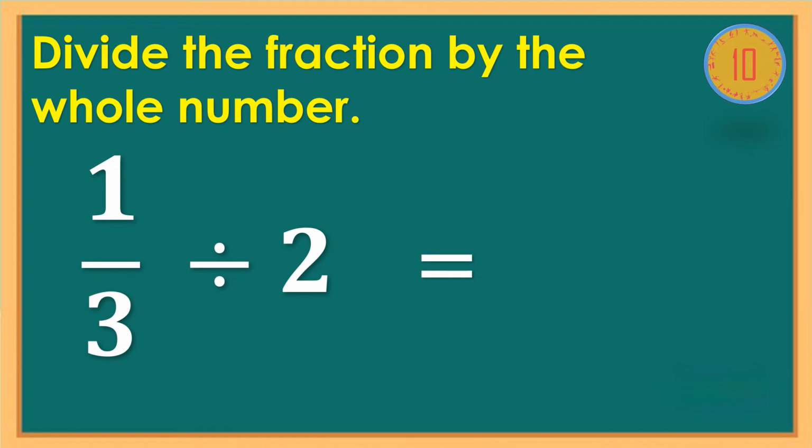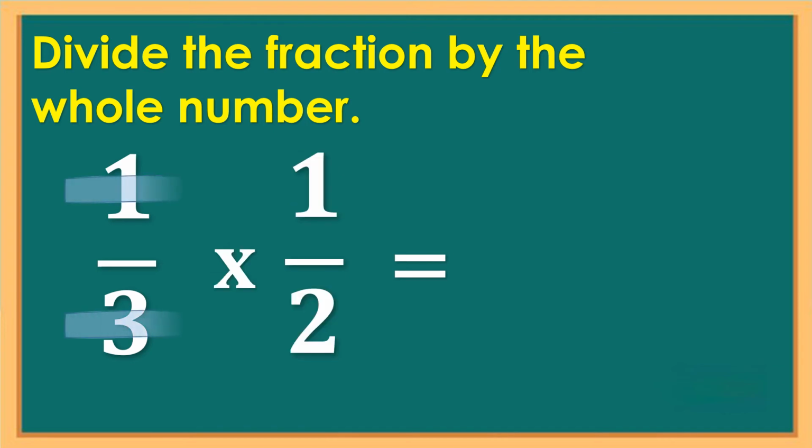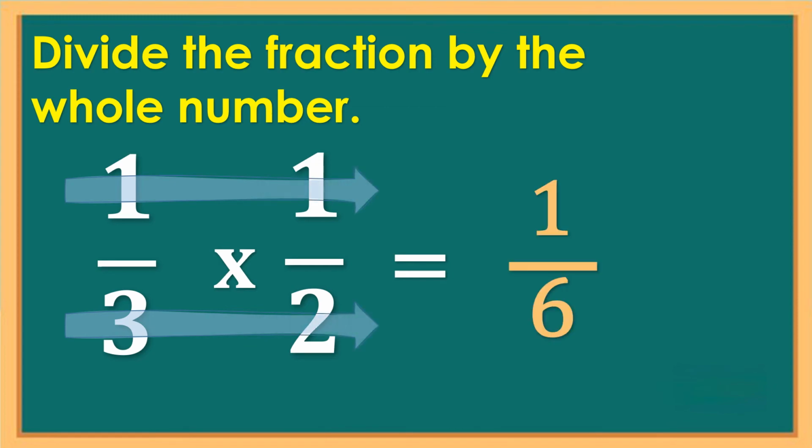Divide the fraction by the whole number. 1/3 divided by 2. 2 becomes 2 over 1. Then the reciprocal of 2 over 1 is 1/2. 1/3 times 1/2 is 1/6.